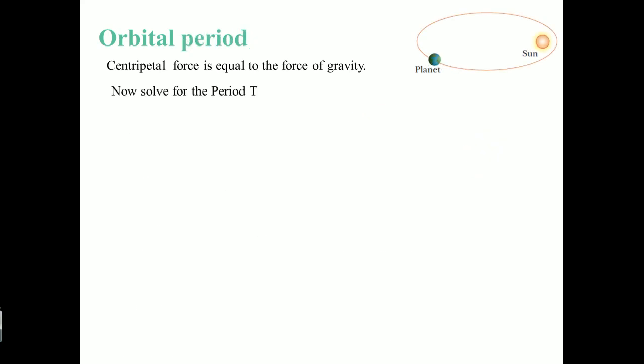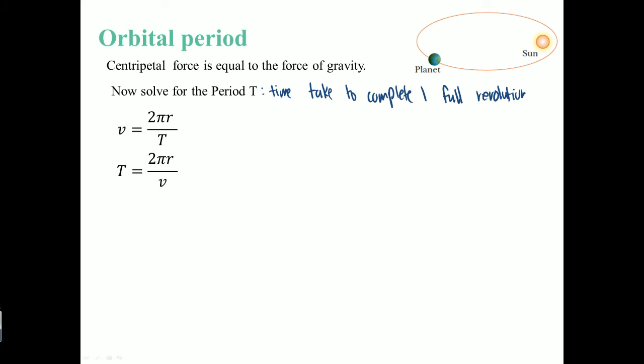Let's talk about the orbital period. The period is defined as the time taken to complete one full revolution, and a revolution is the path around the sun. We know that v equals 2 pi r over t. We can solve for t, so multiply by t, divide by v. Make the substitution for what v was from the previous problem, and doing some algebra to clean it up, you get something like this.